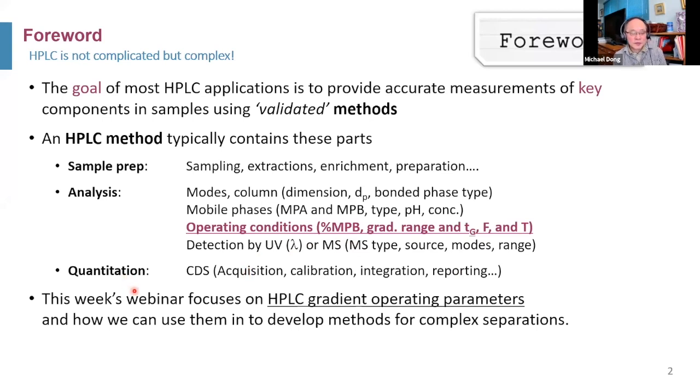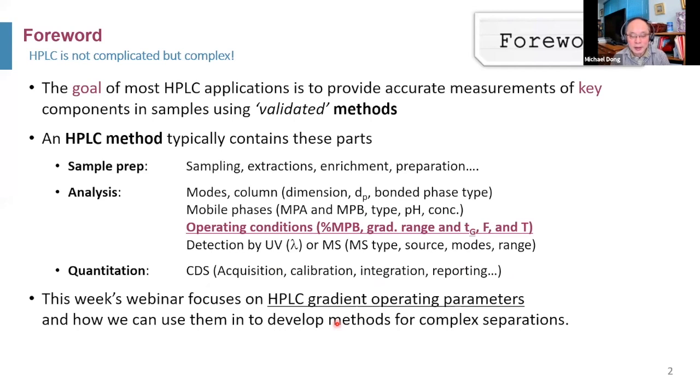And in addition, you have something called quantitation, which is controlled by the CDS. CDS is chromatography data system. People spend a lot of time on the CDS, on the computer, to control the acquisition, the calibration, how you integrate the peaks, and also how you report the data to give you the actual result, right? So these are not trivial. They take a long time to do well.